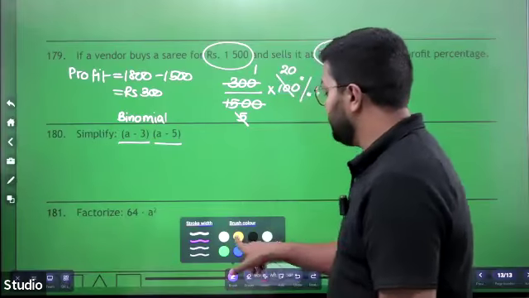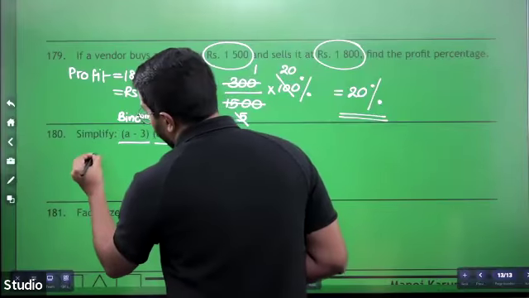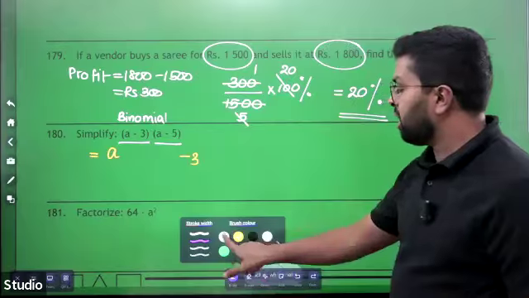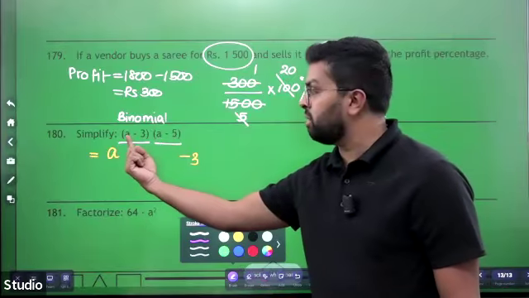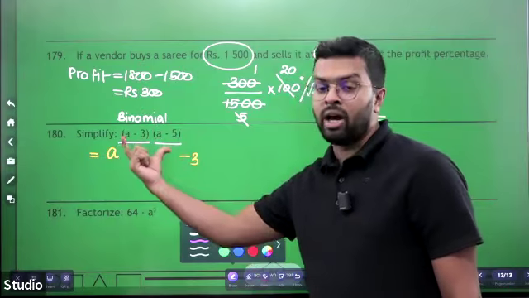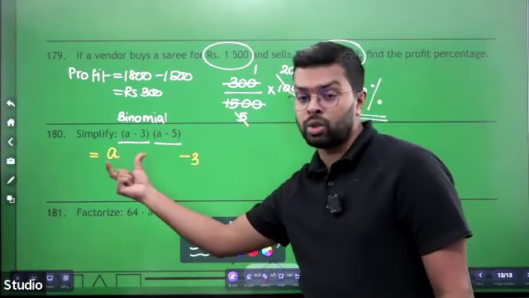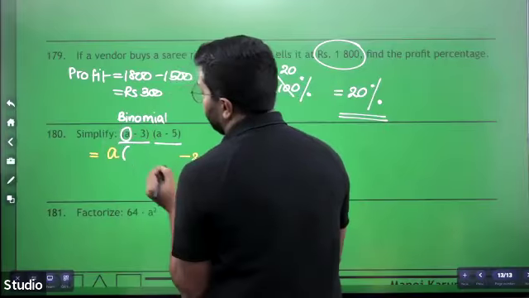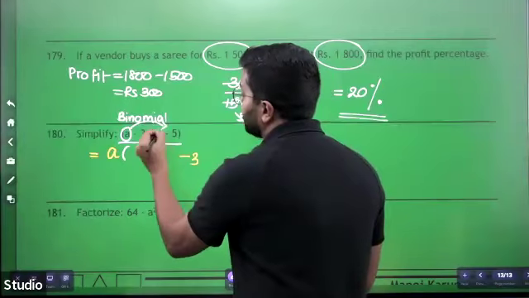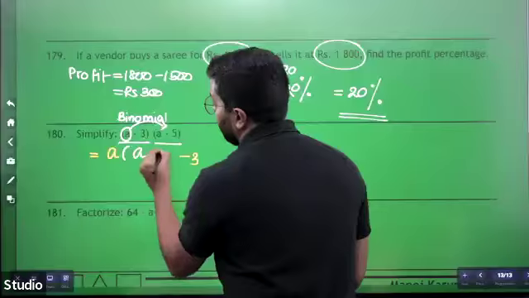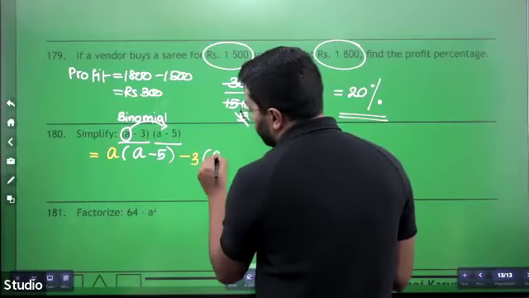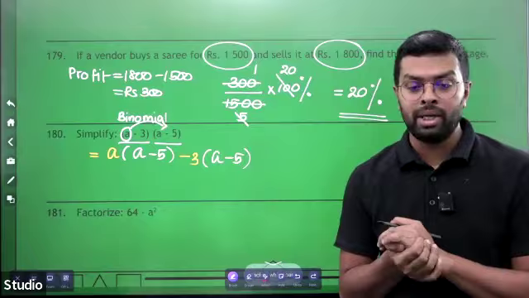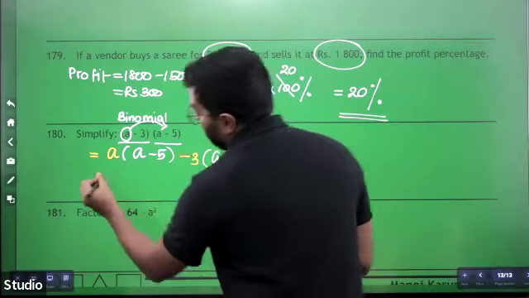So the method is, let's separate the two terms of the first binomial expression. We have two terms, a and minus 3. So I have separated the two terms. Then the next step is, the first term is to be multiplied with the full second term, a minus 5. The second term, minus 3, will also be multiplied by the same second term, a minus 5. I hope I'm clear. So let's do the multiplication.